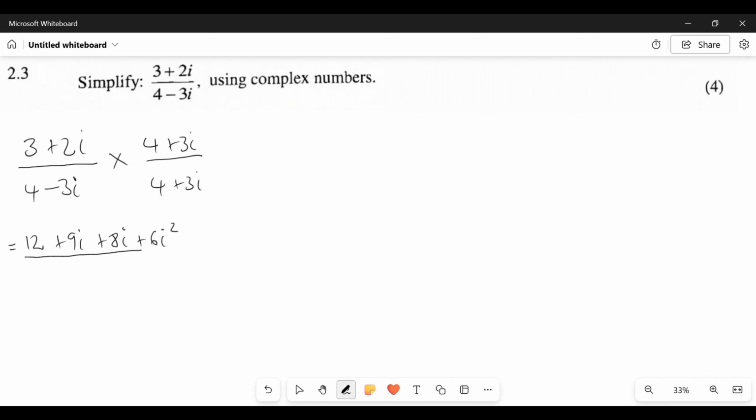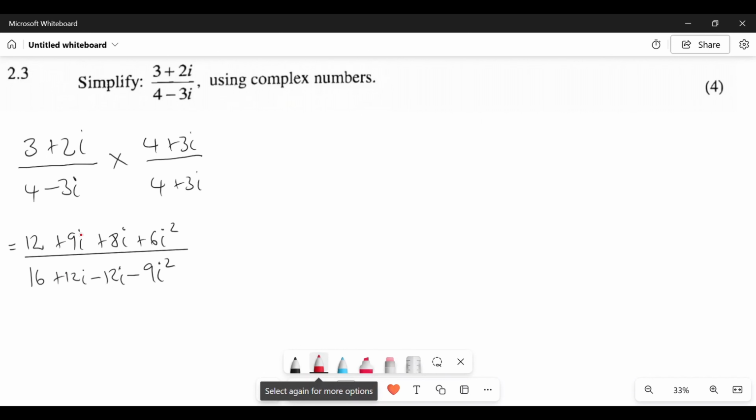And then we divide there, guys, right? On the denominator, we're going to multiply 4 with 4. That is going to give us 16. We're going to multiply 4 with positive 3i, that is going to give us plus 12i. And then we multiply negative 3i with 4, that is going to give us minus 12i. And then we multiply negative 3i with positive 3i, minus 9i squared. There we go.